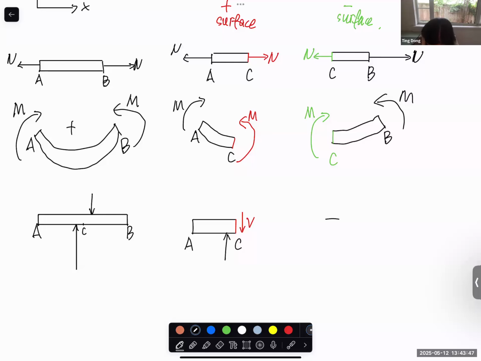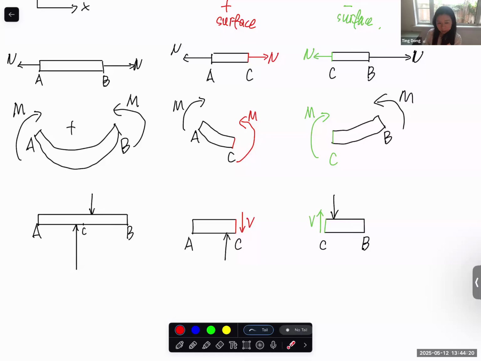And for the right section, now the internal shear force positive is upward. Now this is point C, B, and I still put the external applied force here.